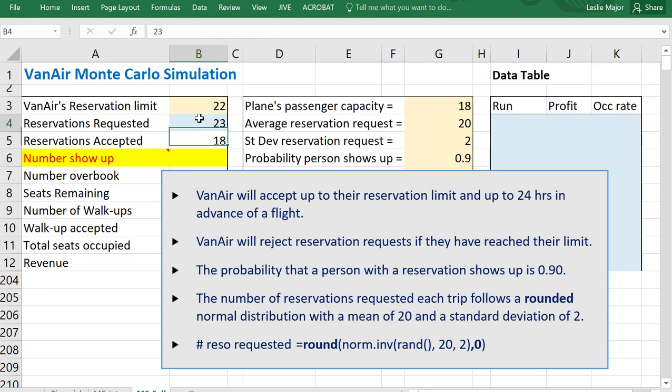So let's say I ended up with 23 reservations requested. Well, I can't take all 23. I have to stop at 22. So this is the opposite of what we did in our previous simulation with a max call. We're going to do a min call here. We're going to do a minimum between our limit and our reservations requested, because we don't want to go over our limit. But if we have less reservations than requested, we will select that.